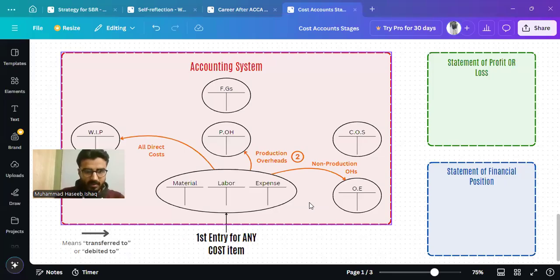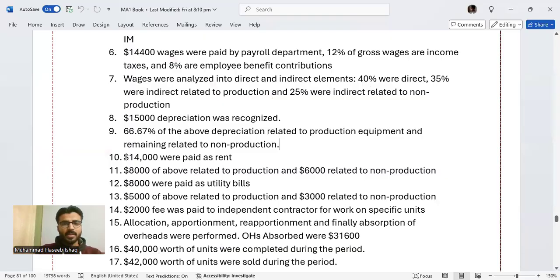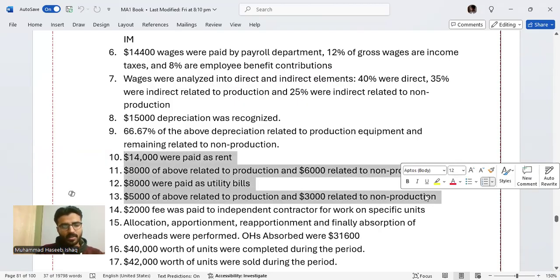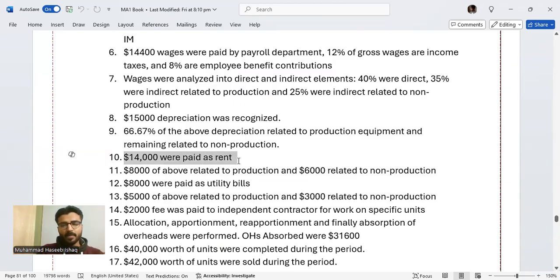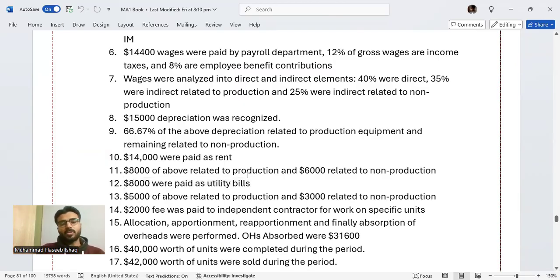So let's read the 10th transaction. $14,000 were paid as rent. Actually, we can combine this transaction and this transaction. It will save a bit of time because these are just very repetitive tasks. So I can say that 14,000 were paid as rent and 8,000 were paid as utility bills. So the total amount paid was 22,000, right? Yeah, 22,000. So 22,000 cash was deducted.